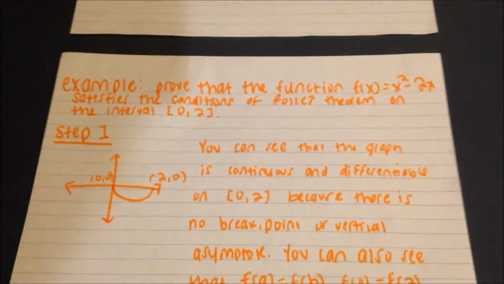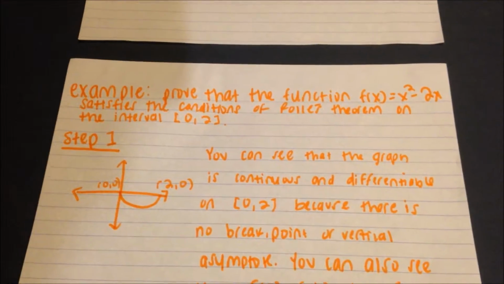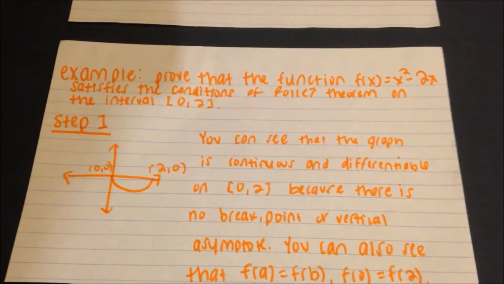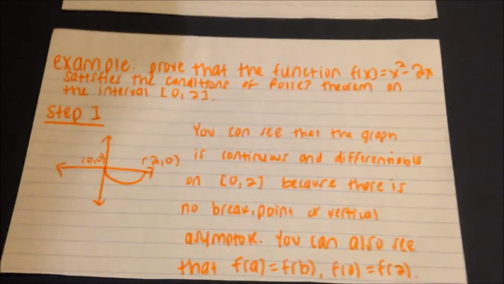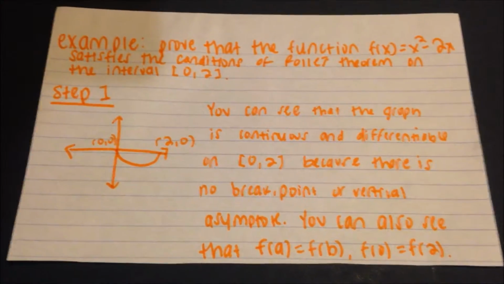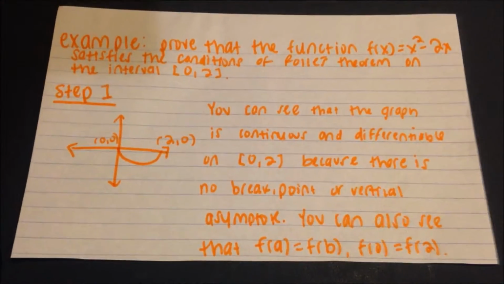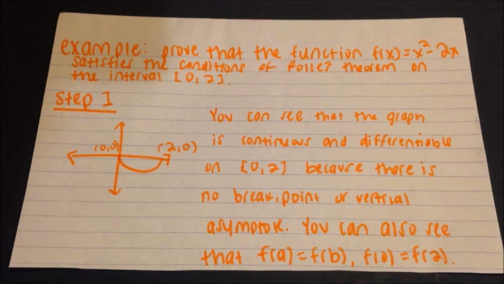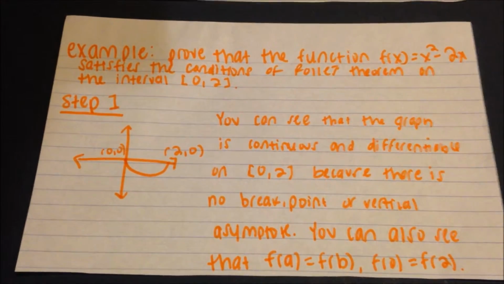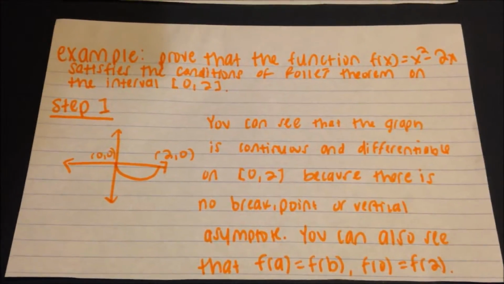Now we're going to do an example. For the example, prove that the function f of x equals x squared minus 2x satisfies the conditions of Rolle's theorem on the interval 0 to 2. So step 1. If you take a look at the graph, you can see that the function is continuous and differentiable on the interval from 0 to 2 because there's no break, point, or vertical asymptote. And you can also see that the value of f at a equals the value of f at b. So f at 0 equals f at 2.